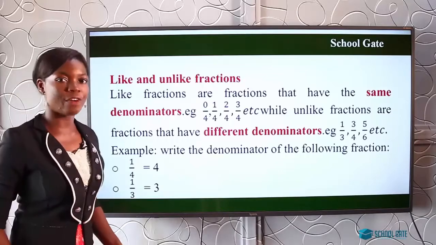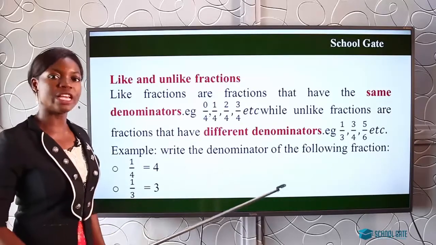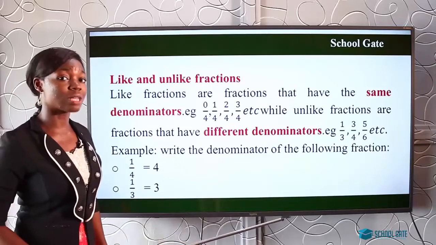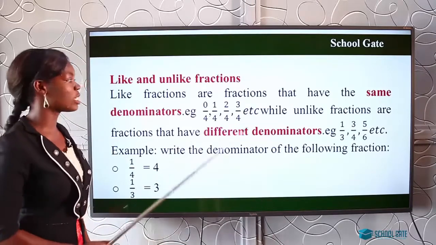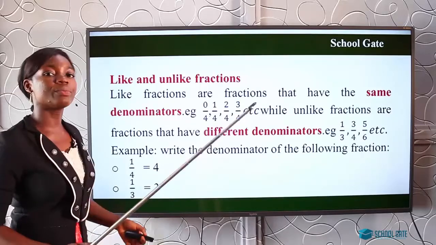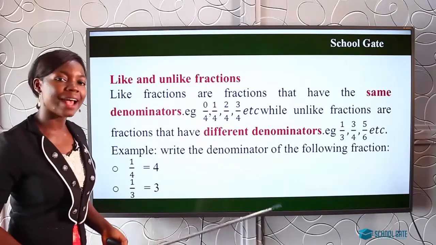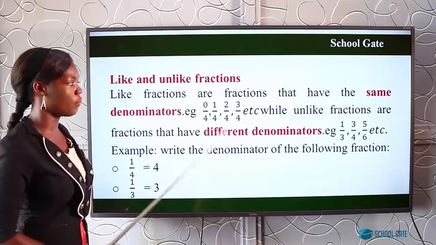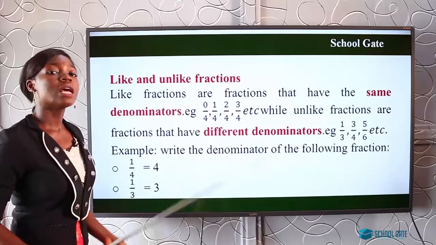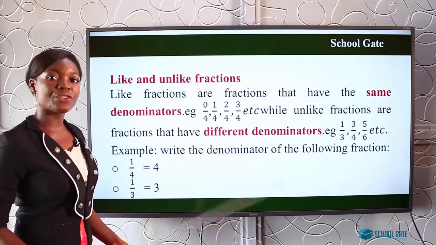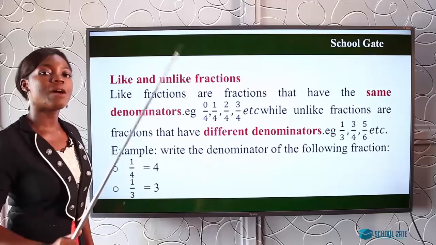Like and unlike fractions. Like fractions are fractions that have the same denominator. And what did I say denominators are? Denominators are the numbers below the line. So when fractions have the same denominators, they are called like fractions. For example, 0 over 4, 1 over 4, 2 over 4, 3 over 3, 2 over 3, 4 over 3. As you can see, they have the same denominator, so they are like fractions.